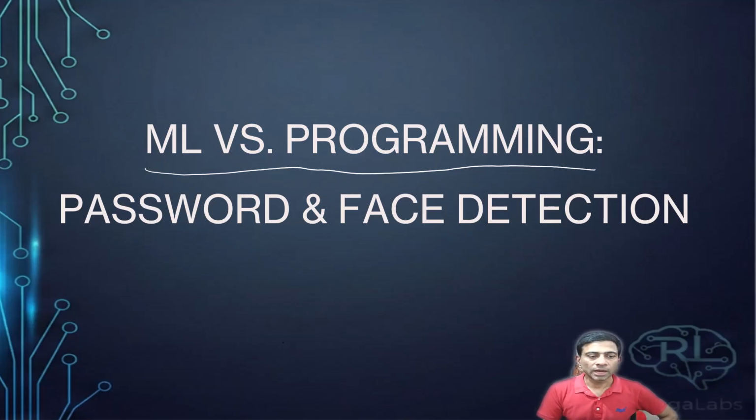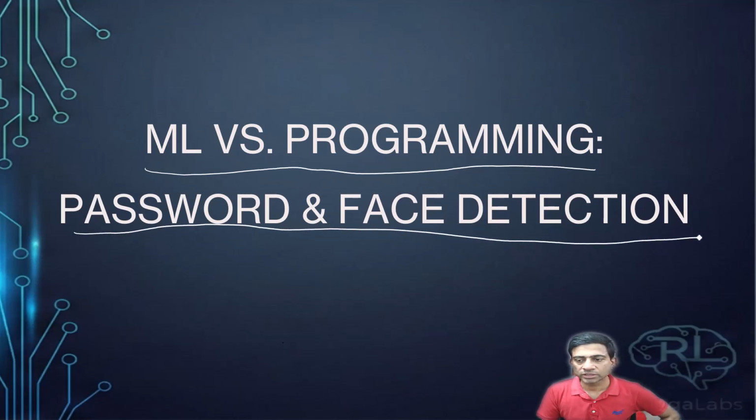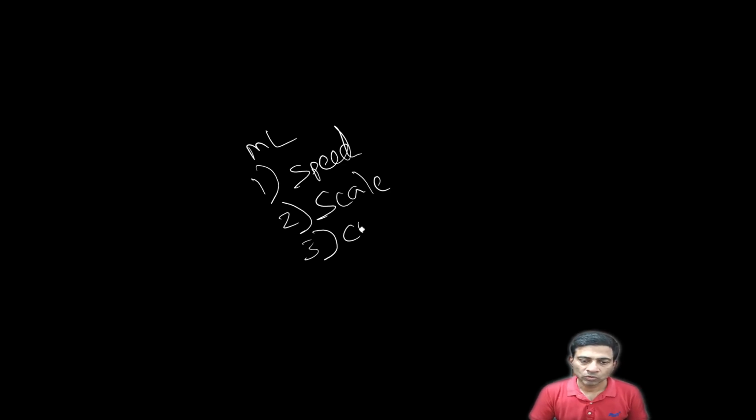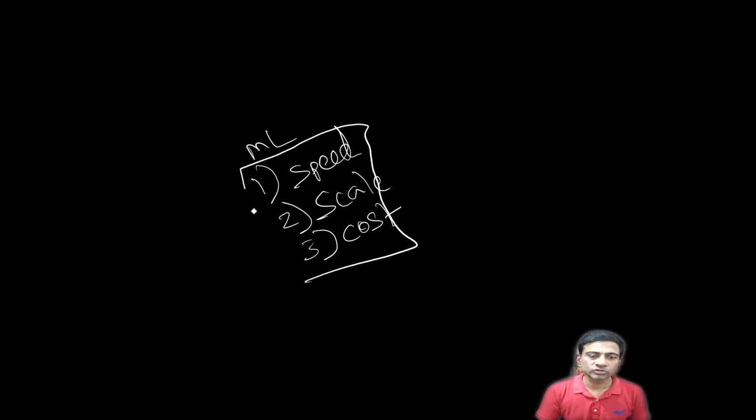Okay, in the last video we just grazed past the password and face detection dilemma. The three areas where we thought we should be using machine learning were: first, speed; second, scale; and third, cost. These are the three areas where we should be using machine learning and not programming.